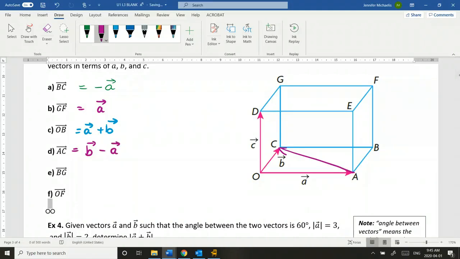Okay, another way that you can think about this is if we talk about AB, which is vector B, plus BC, this is vector negative A. So we must be doing B plus negative A, or in other words, B minus A.